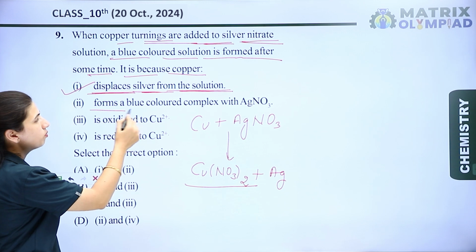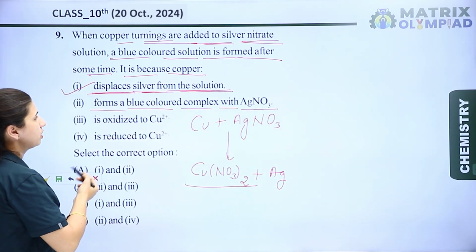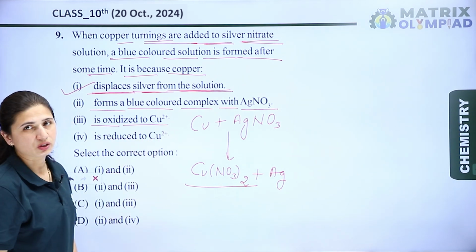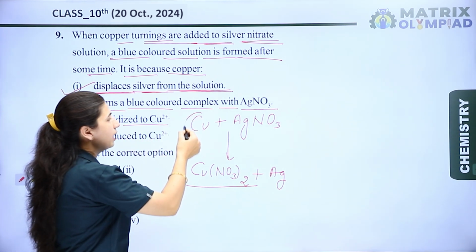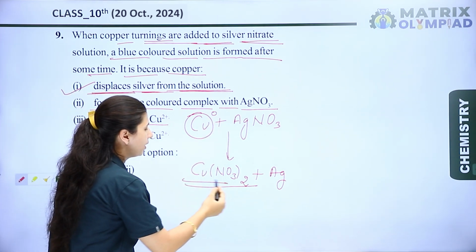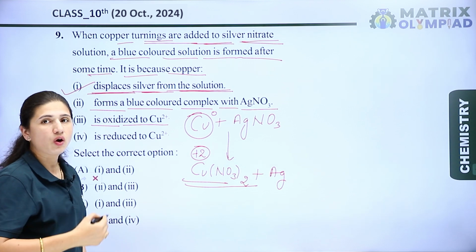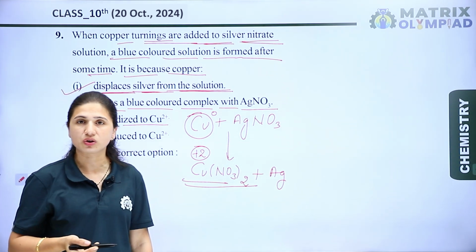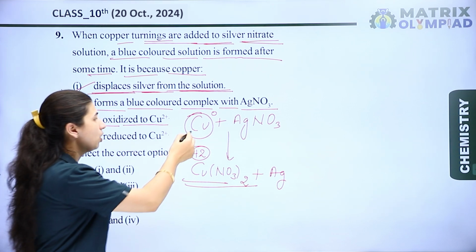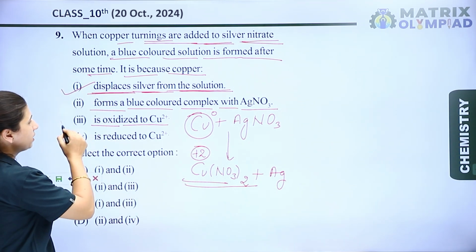Second is forms a blue colored complex with AgNO3. No, it is not a right option. Next is oxidized to Cu2+. Yes, it is right, because in this, copper is present in the zero oxidation state, and in copper nitrate, copper is present in the +2 oxidation state. So when copper converts from 0 to +2 oxidation state, an oxidation reaction takes place and copper is oxidized into Cu2+. So it is also a right statement.